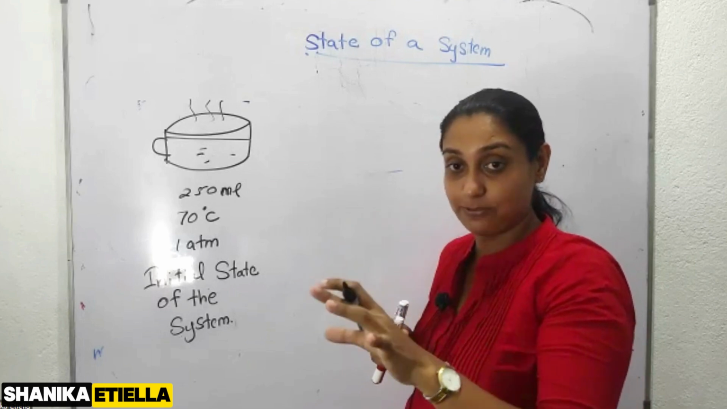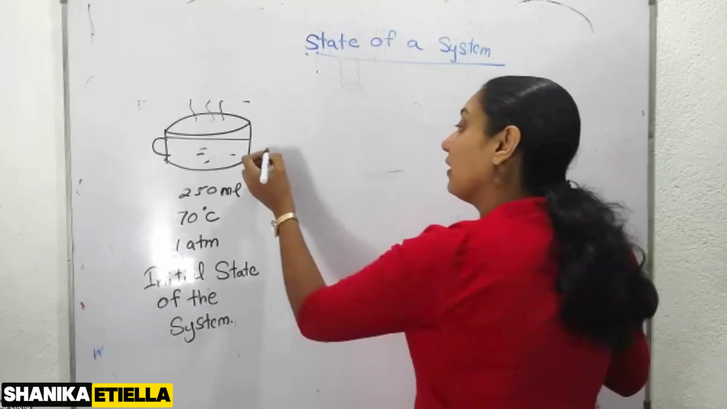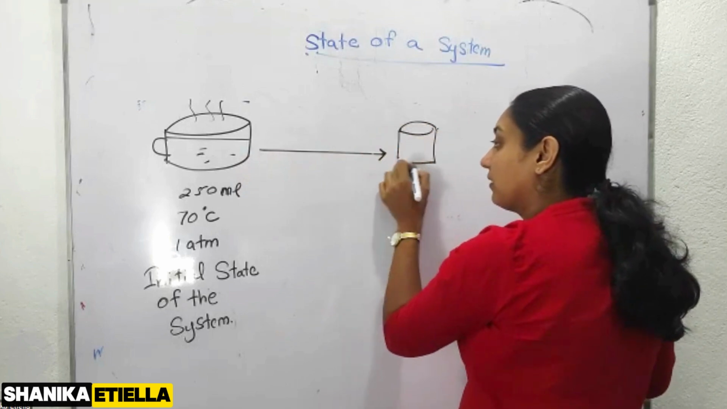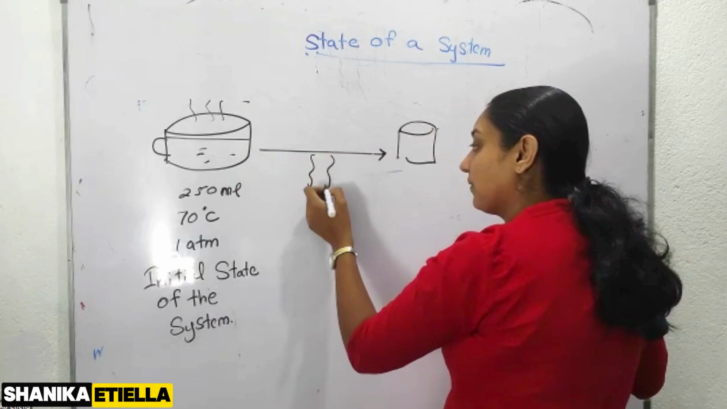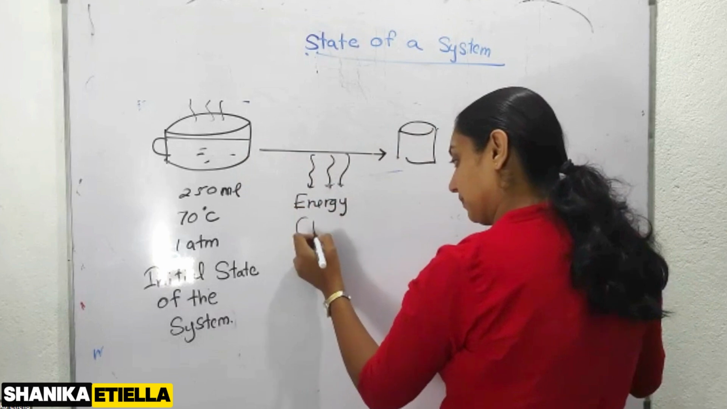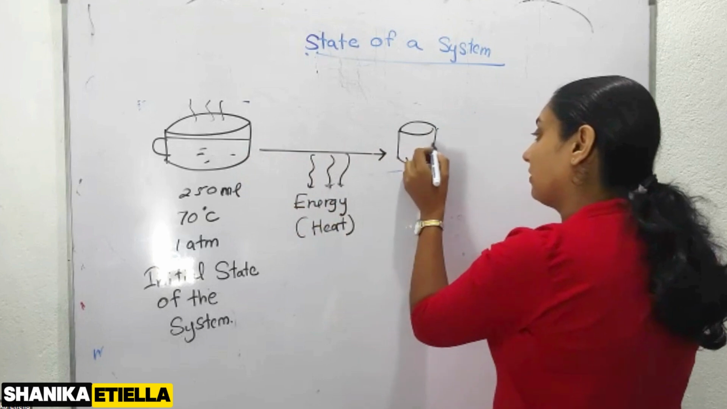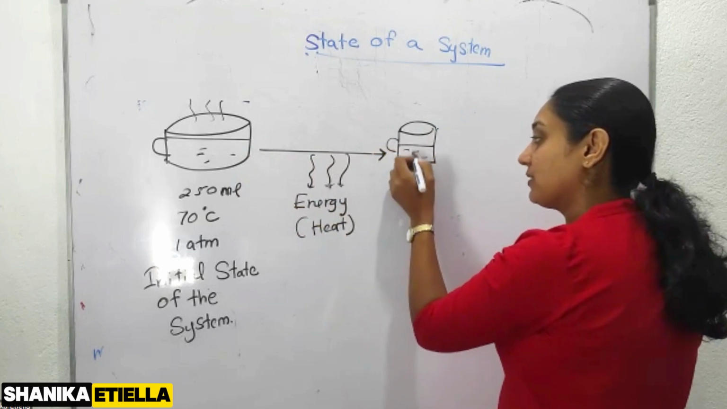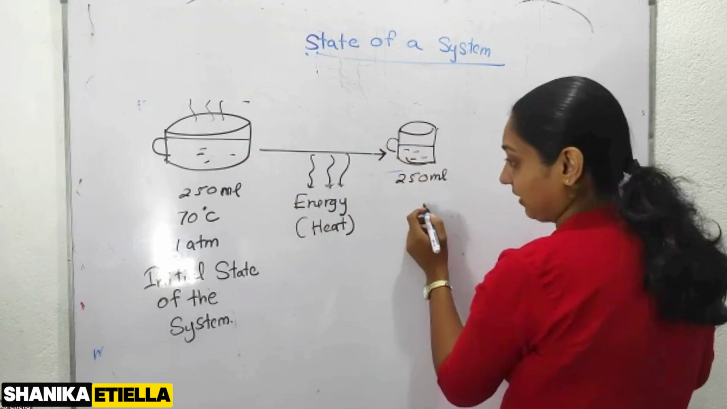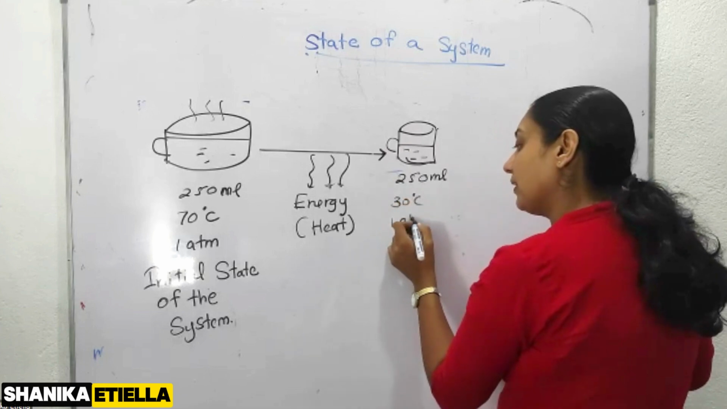Amma takes the coffee and brings it to you, the first moment. It's the initial state. Okay, then it exchanges energy with the surrounding, in the form of heat. So the volume is still remaining 250 cubic centimeter, which means you forgot to drink that coffee. Temperature goes to 30 Celsius and 1 atm pressure.